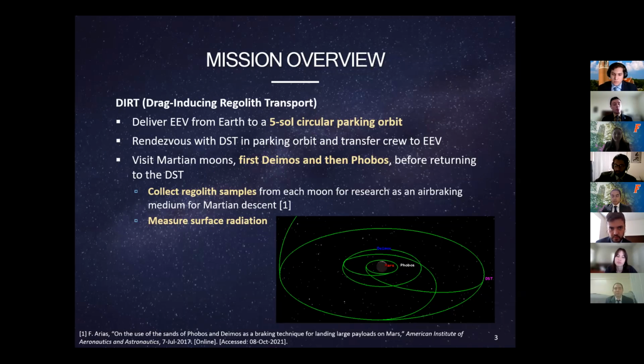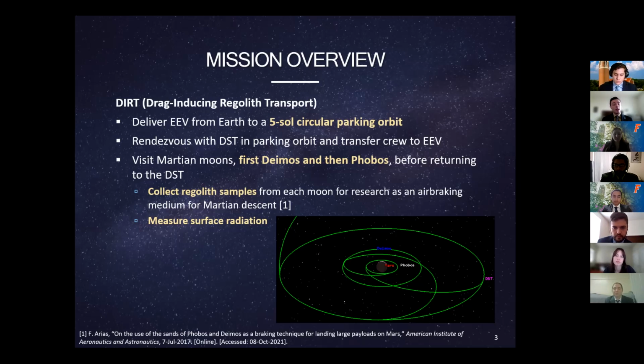So once we're in this parking orbit, our EEV will rendezvous with the Deep Space Transport, or DST, in this parking orbit. And then the crew for our EEV will be transferred from the DST into the EEV. At this point, the EEV will then leave the DST and perform a sortie to visit the 2 Martian moons, first Deimos and then Phobos, and finally return to the DST.